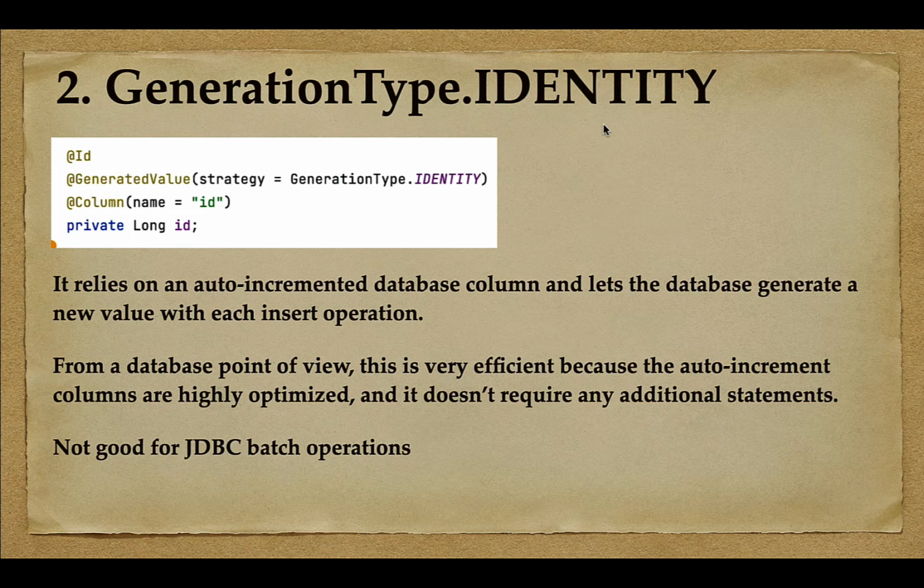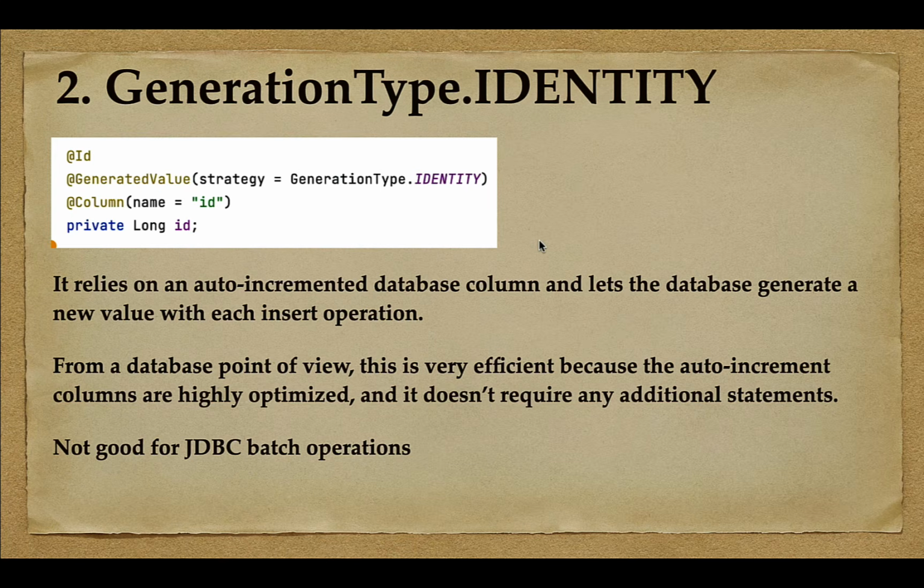Well, the identity primary key generation strategy has some drawbacks if we use Hibernate. For instance, Hibernate will immediately create the primary key and then it will insert the record in the database, right? And this is not good for JDBC batch operations. If you are not using JDBC batch operations in your project, then you can go ahead and use identity as a primary key generation strategy.